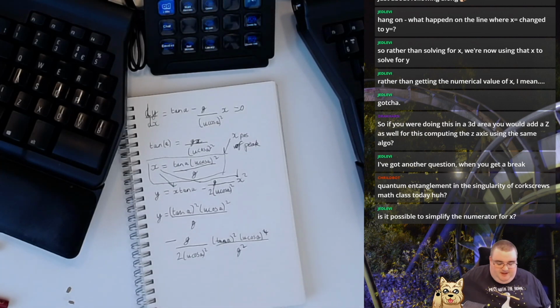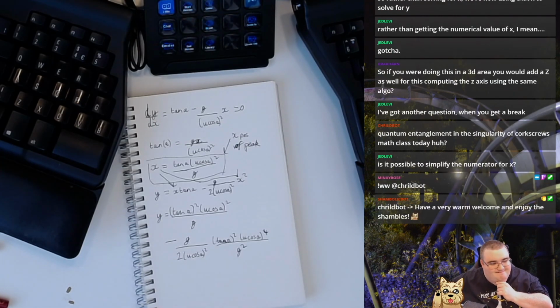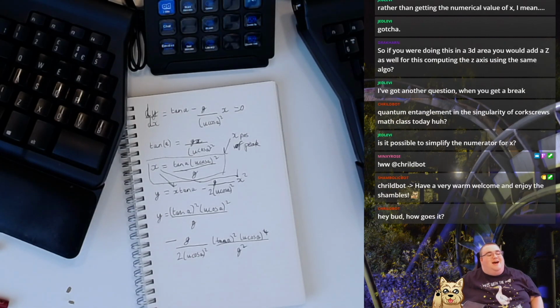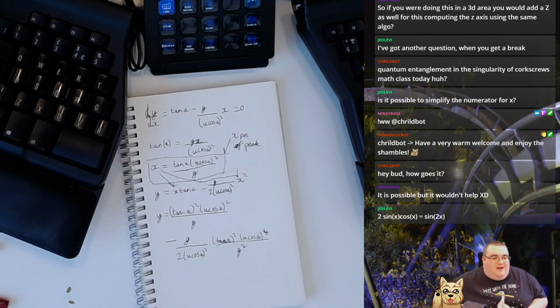Is it possible to simplify the numerator for x? Two lots of something squared. Hang on, no, sorry, x. To simplify the numerator, it probably is. My trig identities aren't that good. I am sure there's a trig identity there that I could use. In fact, there is one. But, oh, damn. Should have gone for it. Actually, no, I could have gone for it, and I could have got one. 2 sine x cosine x is sine of 2x. Could have gone for that one.